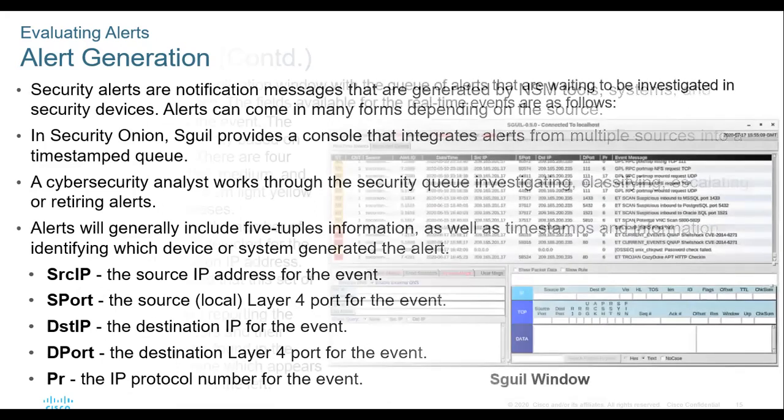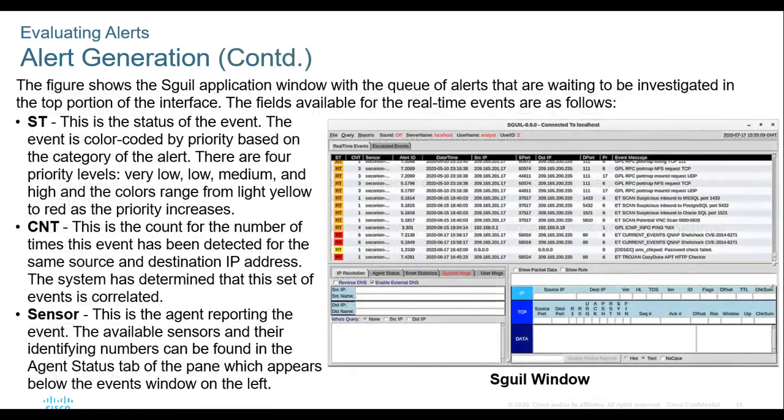So we'll look at the figure that talks more on the Squil application window. Looking at the diagram where you have the Squil window, the figure shows the Squil application window with the queue of alerts that are waiting to be investigated in the top portion of the interface. The fields available for the real-time event are as follows. So what do we mean by ST?